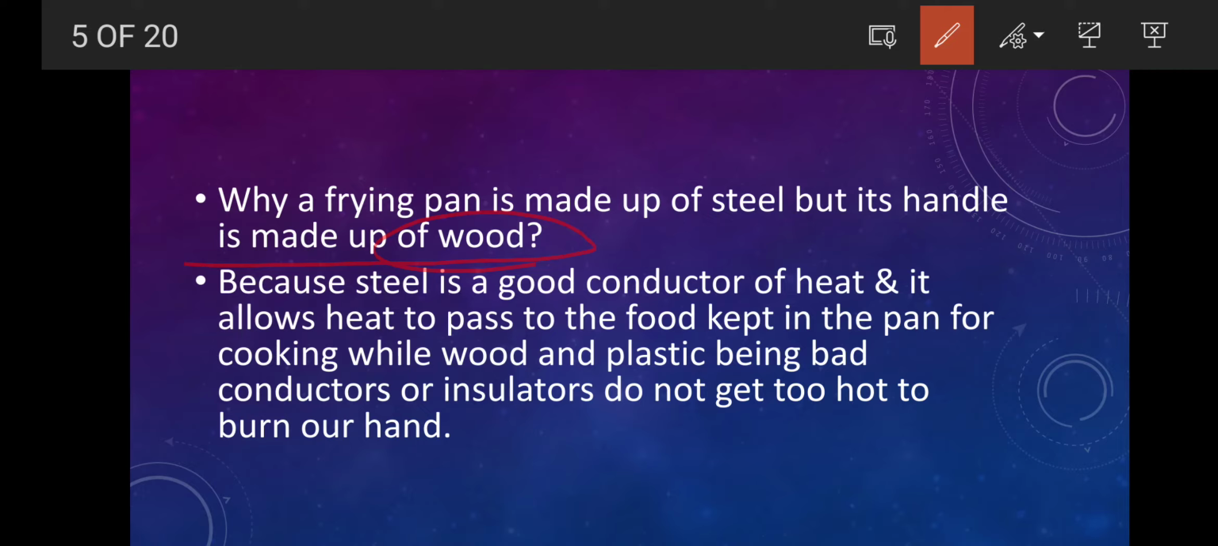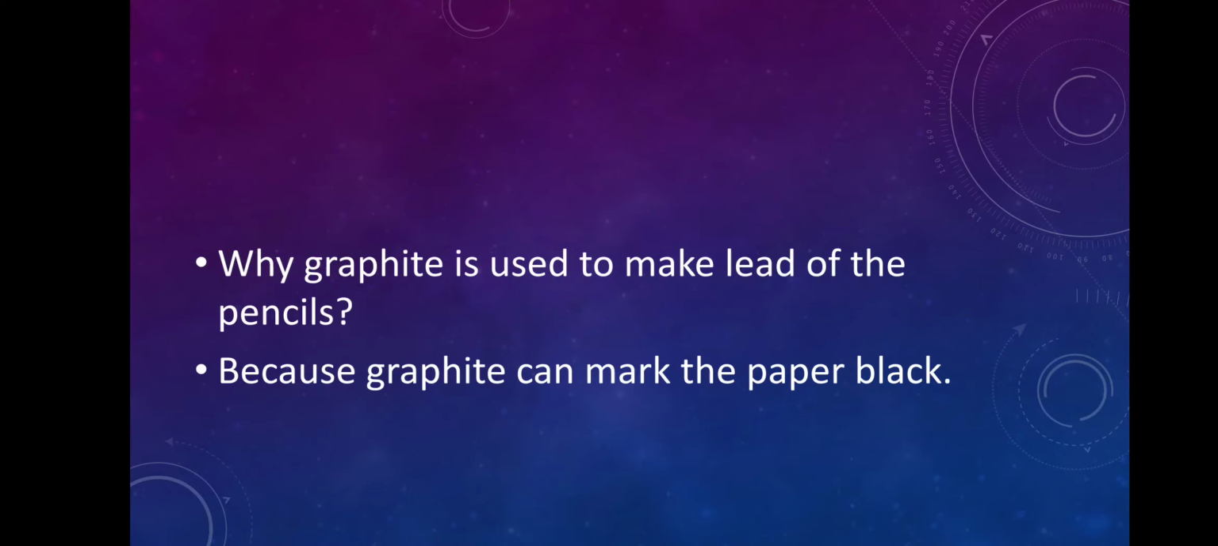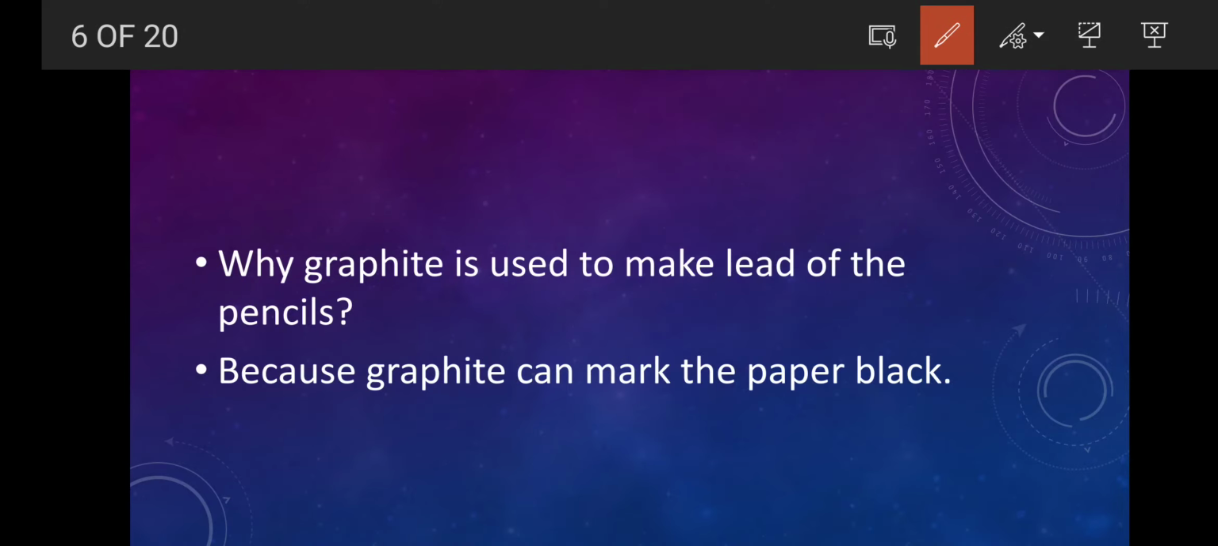So the answer is, you will write like this: a frying pan is made up of steel but its handle is made up of wood because steel is a good conductor of heat and it allows heat to pass to the food kept in the pan for cooking, while wood and plastic, being bad conductors, do not get too hot to burn our hand. Bad conductors are also called insulators. That is why its handle is made up of wood.